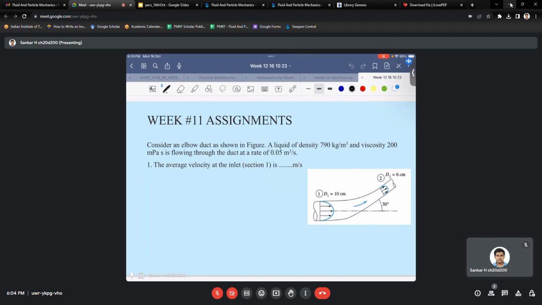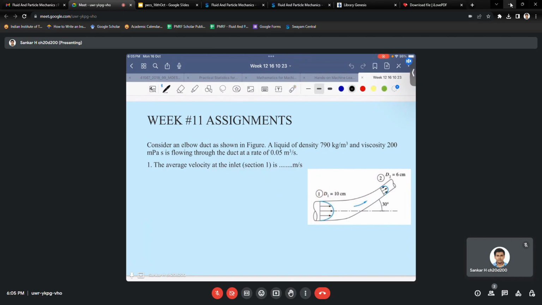First, consider an elbow joint shown in the figure here. A liquid of density 790 kilograms per meter cube and viscosity 200 millipascal-seconds is flowing through the duct at a rate of 0.05 meter cube per second. So what we have here is an elbow duct, and some fluid is flowing through this elbow duct. The average velocity at the inlet at section 1 is asked.